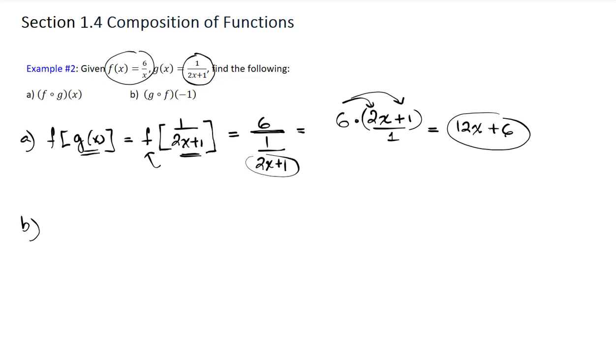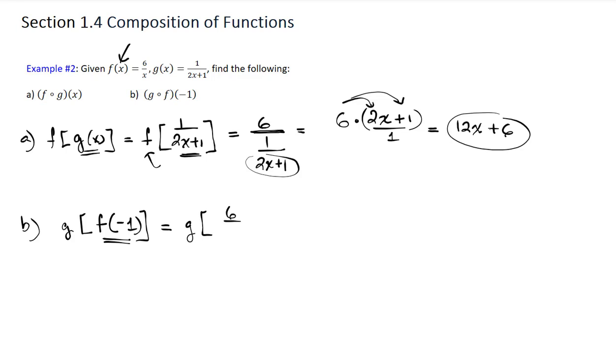For part B of the problem, evaluate g circle f of negative 1. So by its definition, that's g evaluated at f of negative 1. Again, we'll start with the inside function. f of negative 1 means that we're going to replace the input value on the function f there with negative 1. So the outer function is still there, so g of, and now 6 divided by negative 1.